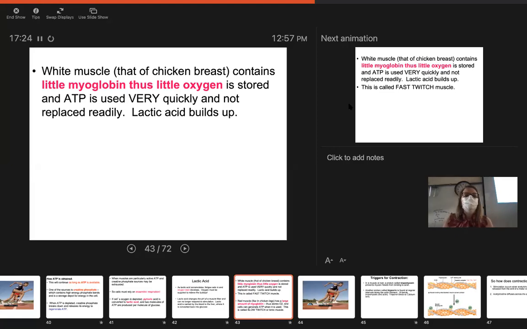White muscle, that of a chicken breast. So grab your highlighter. Contains little myoglobin. I ask you this one on your test, I guarantee it, myoglobin. Little myoglobin means it's white meat. It's the second paragraph right above where it says, read the effects of training. It's not a blank. I just want you to highlight it.